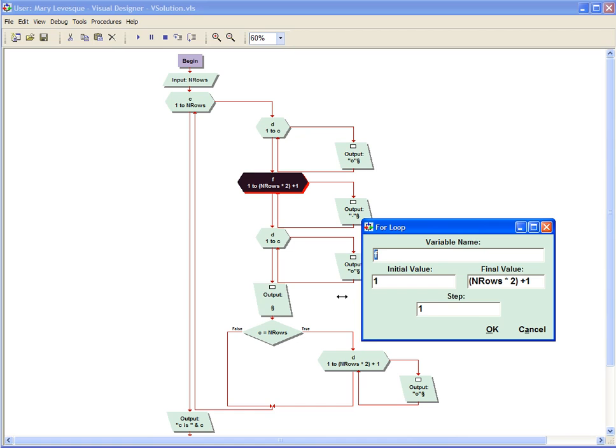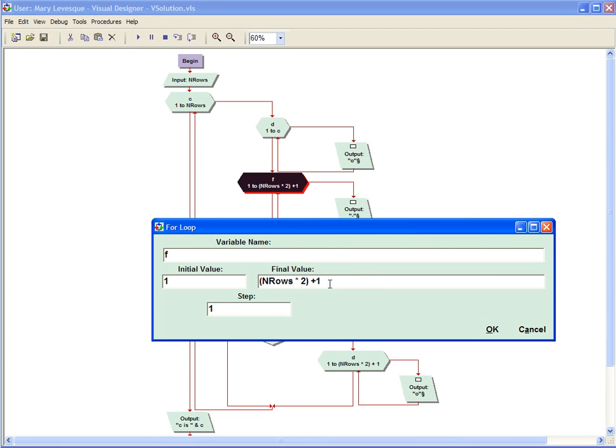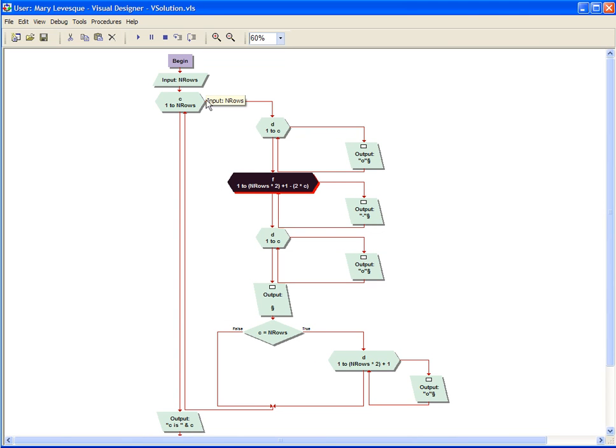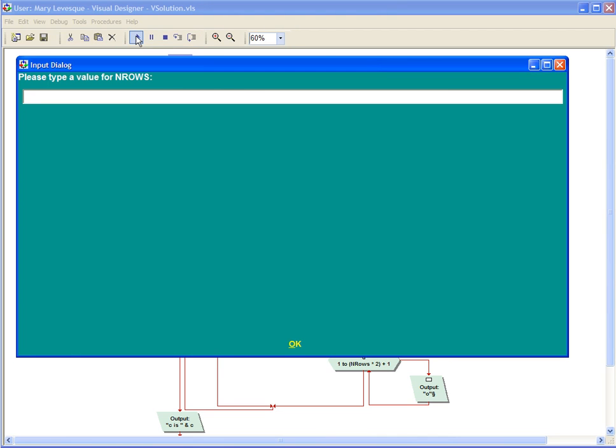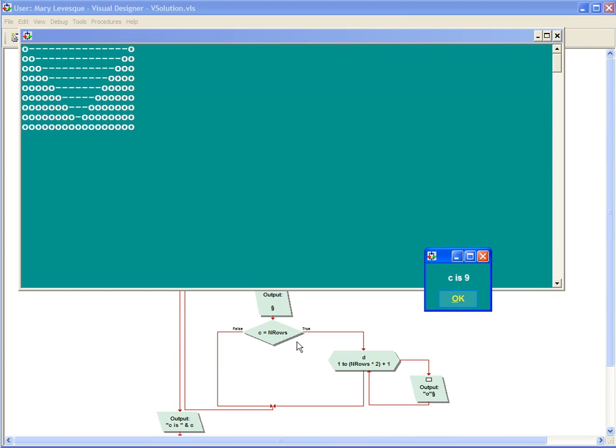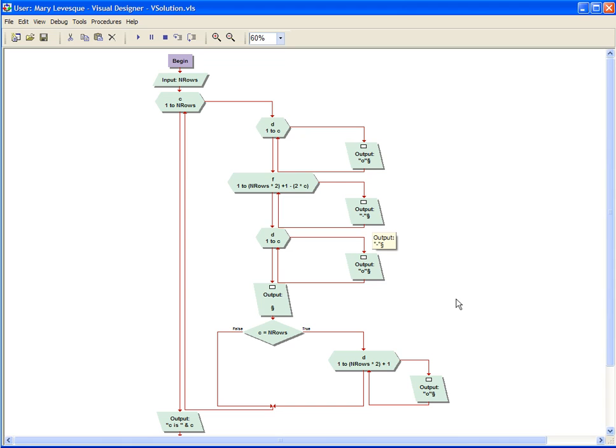The final value. I need to subtract the number of O's that we put out. Okay. Well, let's try this again. Number of rows, did I say 8 before? C is 9. Looks good, doesn't it? Now, if we wanted to, we could replace the dashes with a space and get our V.